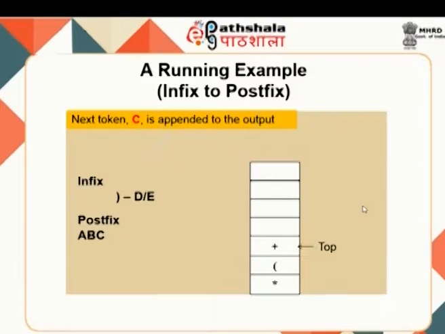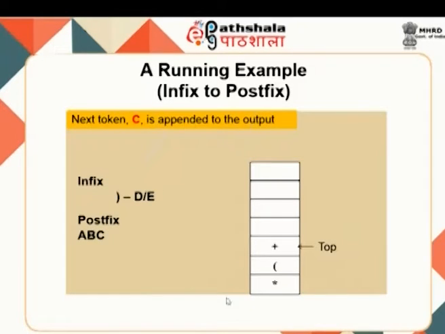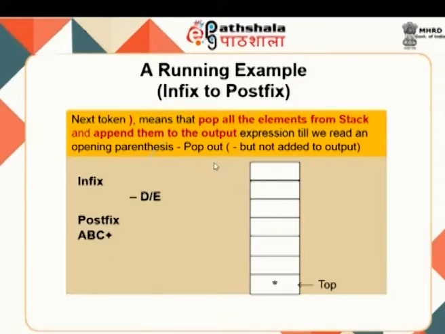Next, what you see is a close parenthesis. Close parenthesis means that you pop all the elements in the stack until you reach the open parenthesis. Just remove the open parenthesis but do not append it. That is the step. So you pop out the plus, that is all. The open parenthesis is not appended. Now, you have minus D slash E.